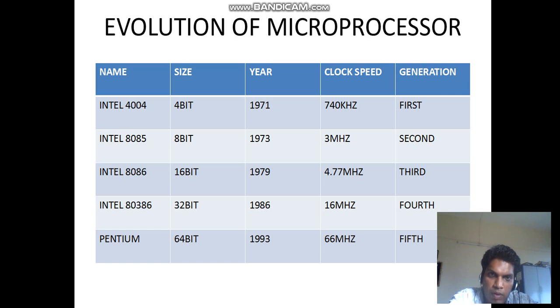What is the size of a microprocessor? The size of a microprocessor is nothing but how much instruction data it can handle at a single unit of time. The first microprocessor is 4004, which is a 4-bit microprocessor of the first generation. Nowadays, all the microprocessors are of the 5th generation.